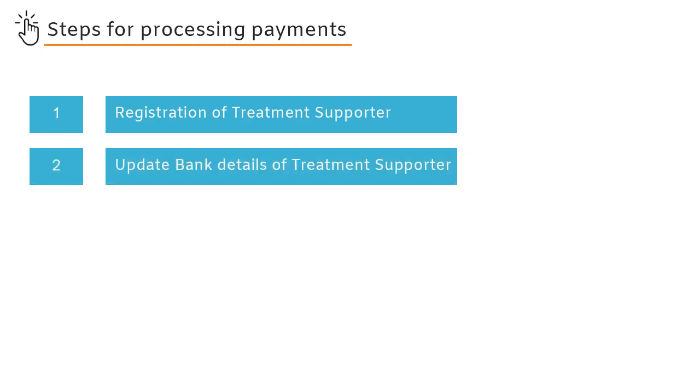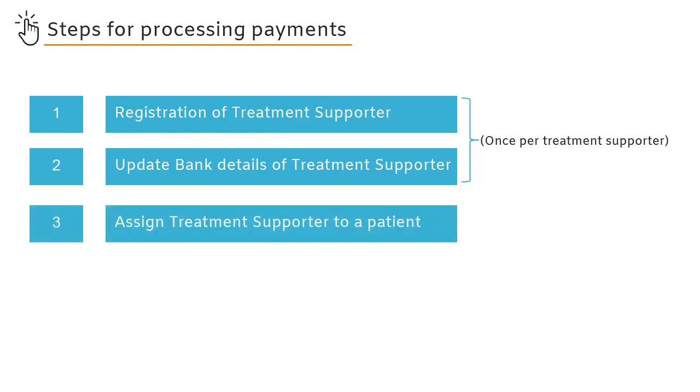The second step is to update the bank details of the treatment supporter. The first and second steps are done once per treatment supporter. The third step is to assign the treatment supporter to a patient. This is done once per benefit.